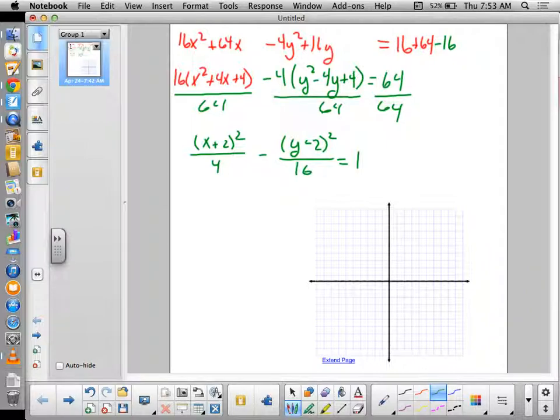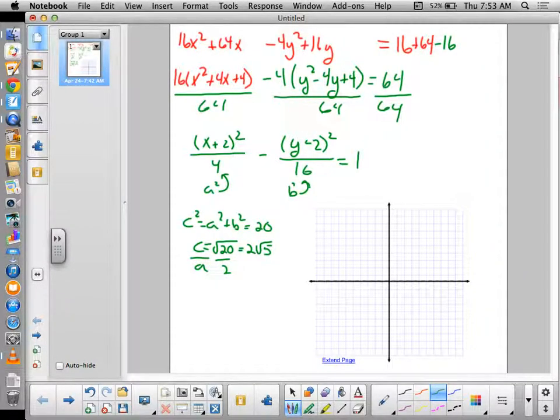Okay, the eccentricity. This is A. A squared is 4, and B squared is 16. C squared is A squared plus B squared, which would be 20. So C is the square root of 20, which is 2 root 5. And A is 2. So C over A is 2 root 5 over 2, or just root 5. So there's my eccentricity, square root of 5.